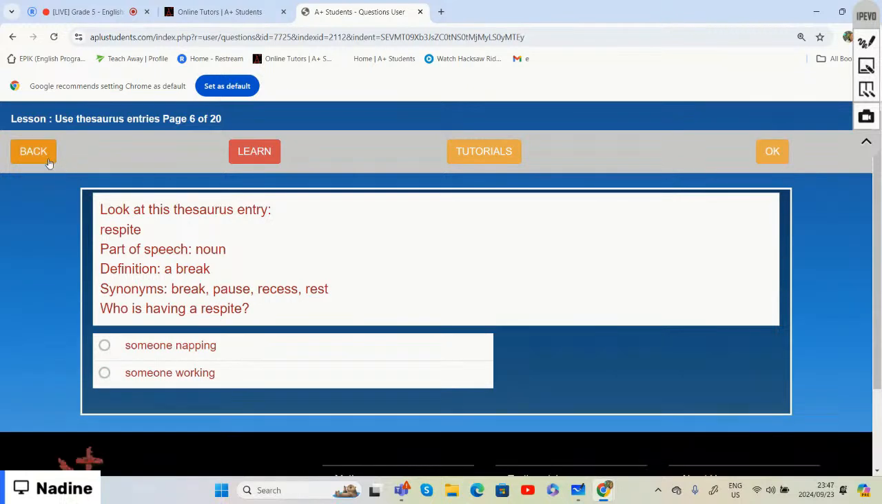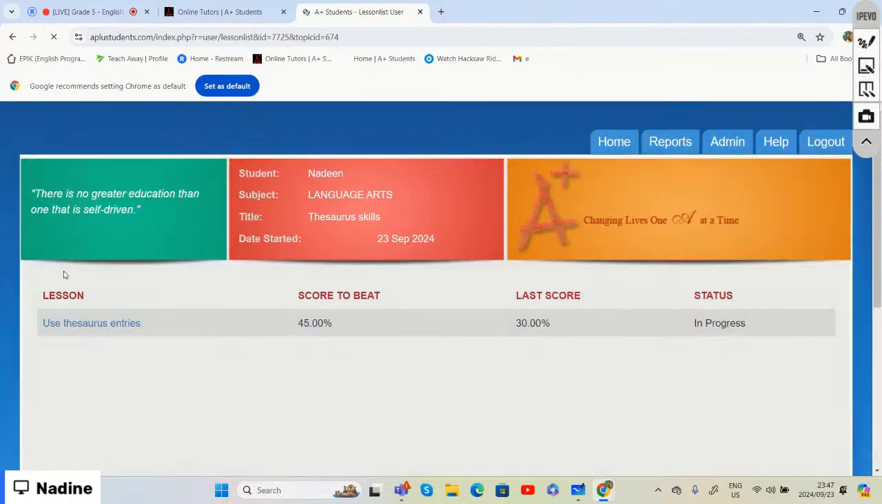Well done. All right, so this is the end of our lesson on thesaurus skills. A thesaurus basically lists synonyms. Synonyms are words with the same meaning or almost the same meaning as that word. For example, if you don't know a certain word, then the different synonyms will at least give you an idea of what the word might mean.